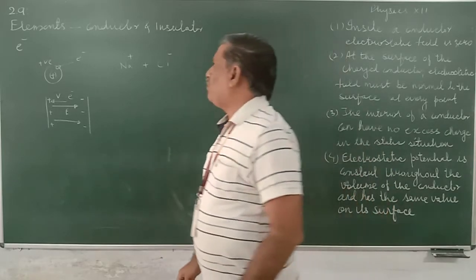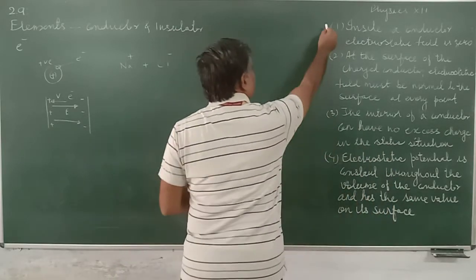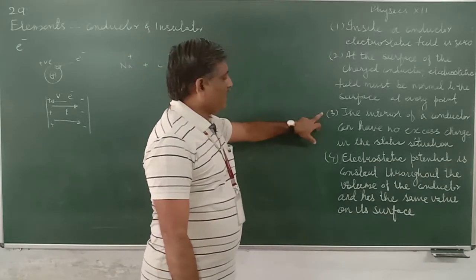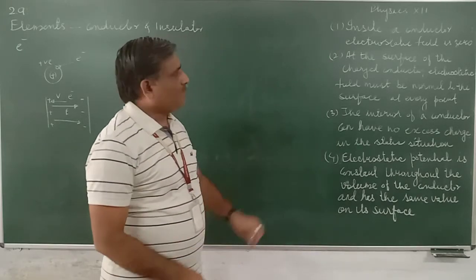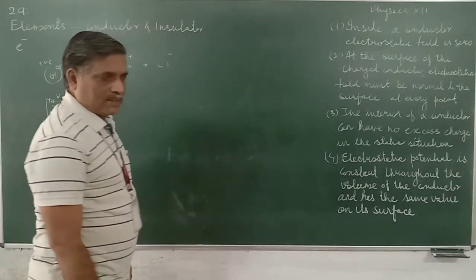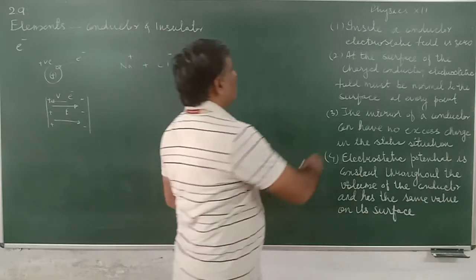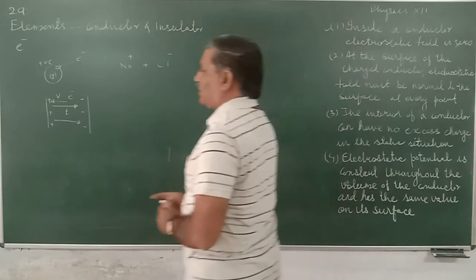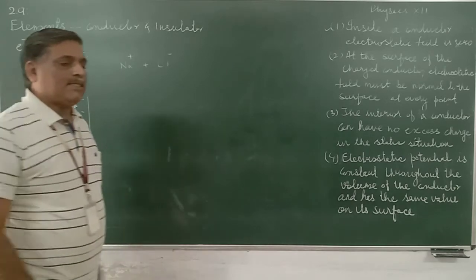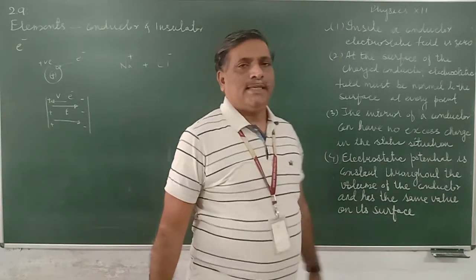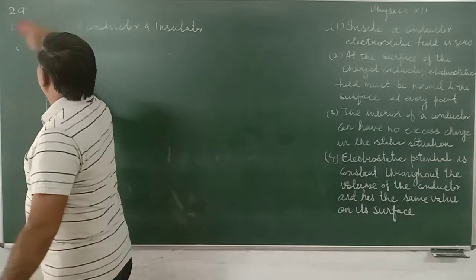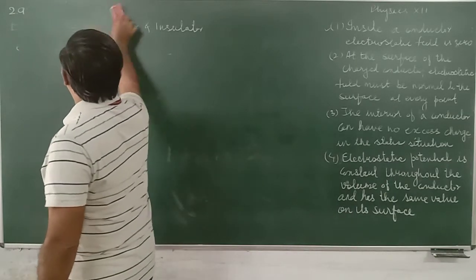Now we are going to study these properties of conductors. Let's see, 1, 2, 3, 4. Let us see what the first property is. Inside a conductor, the electrostatic field is 0. Now, the first property we are going to discuss: inside the conductor, E is equal to 0. Let us see this one, this is 2.9.1.